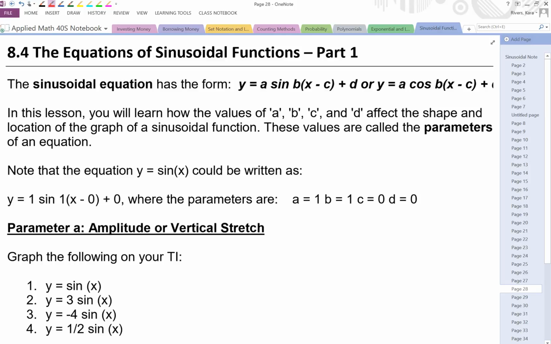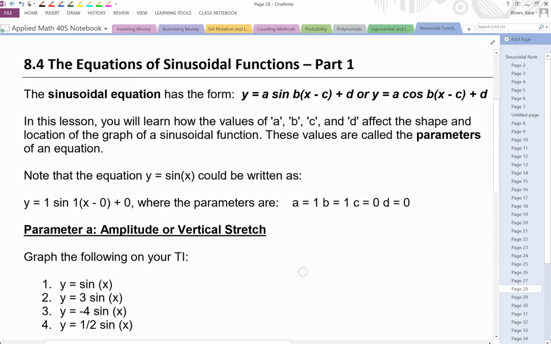In this video, we're going to start exploring the equations of sinusoidal functions. The sinusoidal equation has the form y equals a sine b times (x minus c) plus d, or if we're looking at the cosine function, it's the same thing but with the cosine there instead. In this lesson, we'll learn how the values of a, b, c, and d affect the shape and location of the graph of a sinusoidal function.